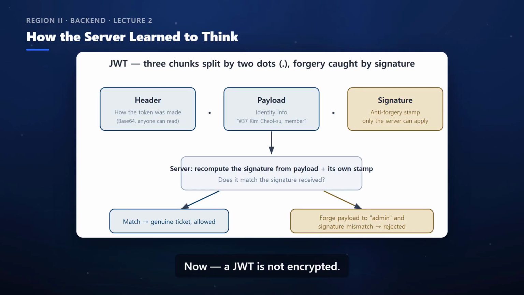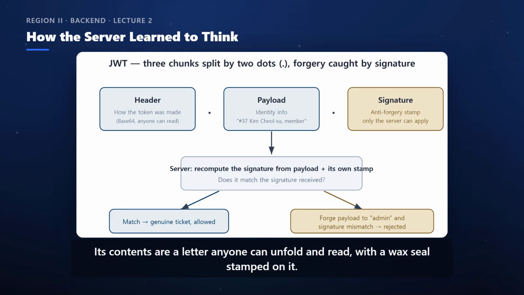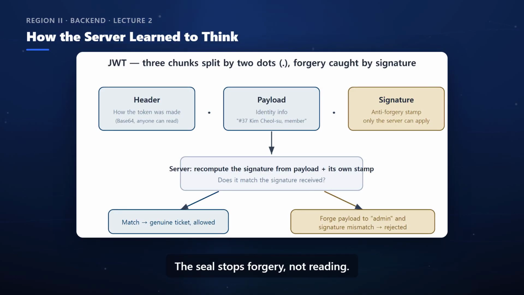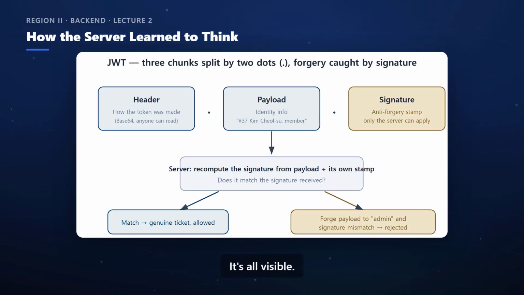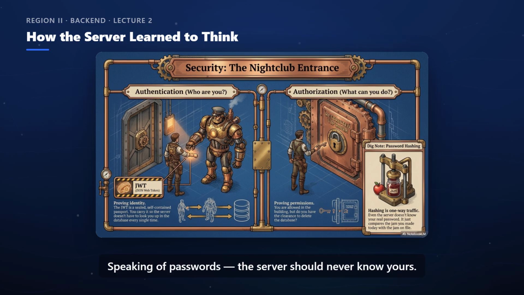Now, a JWT is not encrypted. Its contents are a letter anyone can unfold and read, with a wax seal stamped on it. The seal stops forgery, not reading. So never, ever write a password into it. It's all visible. Speaking of passwords, the server should never know yours.